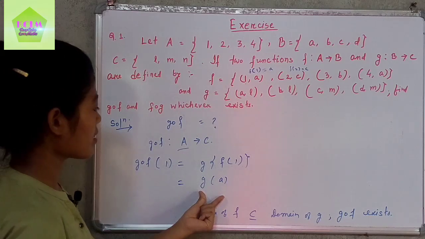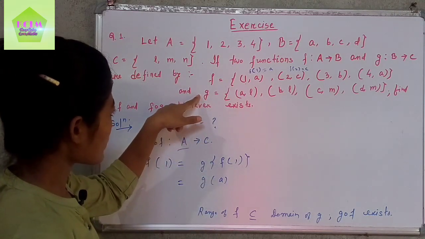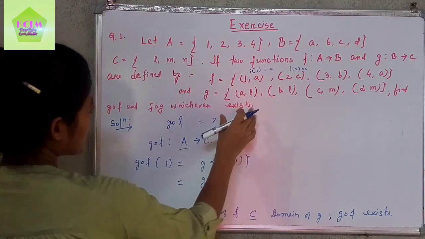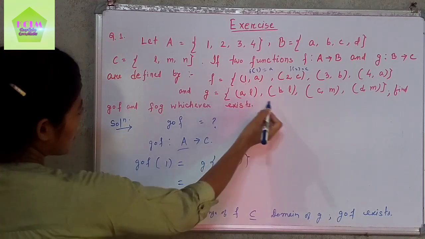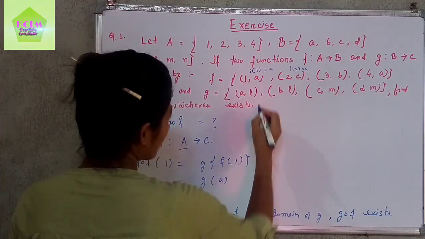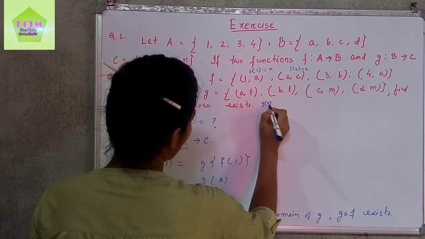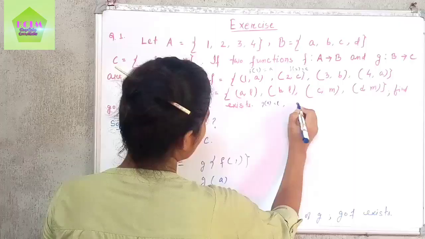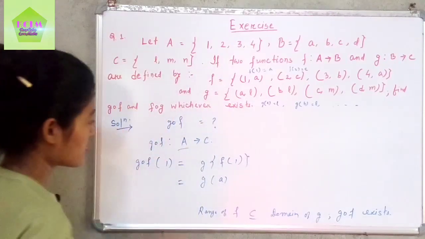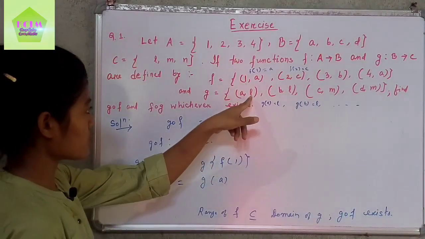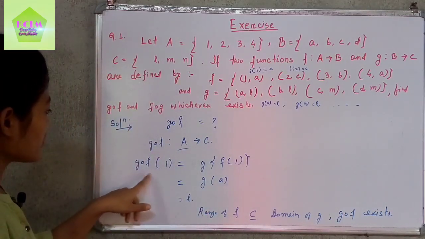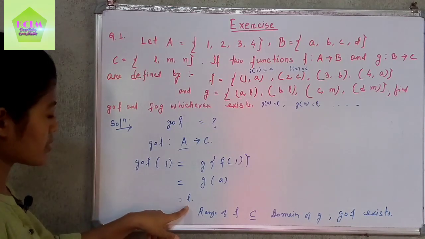Again, what is g of A? Since we are given the function g as the ordered pairs (A, L), (B, L), (C, M) and (D, M), this means A has the image L, B has image L, C has image M and D has image M. Or g(A) equals L, g(B) equals L, similarly the others also. So here g(A) will be equal to L. That means g∘f of the element 1 will be the element L.